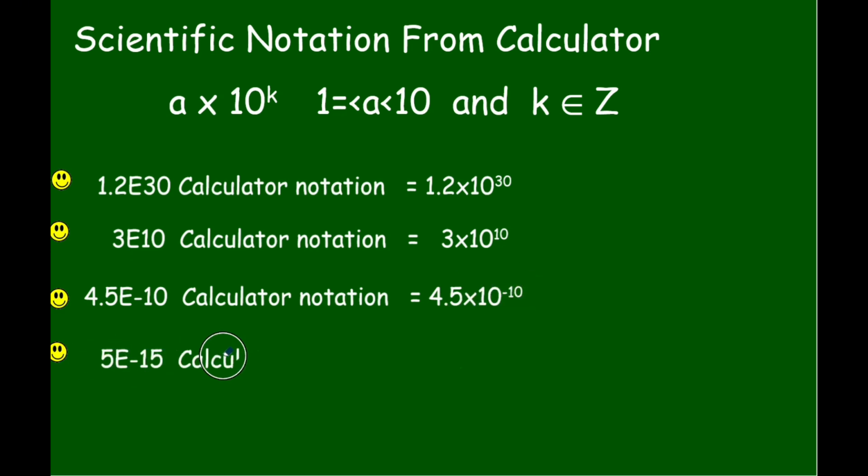Let's work with 5e-15 as a third example. Pause the video and try converting this number into scientific notation. Again, the e stands for exponent, and the negative sign before the 15 indicates that this number is very small. So 5e-15 represents 5 multiplied by 10 raised to the power of -15, which is an extremely small number.